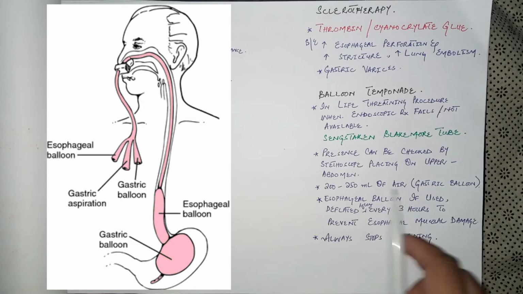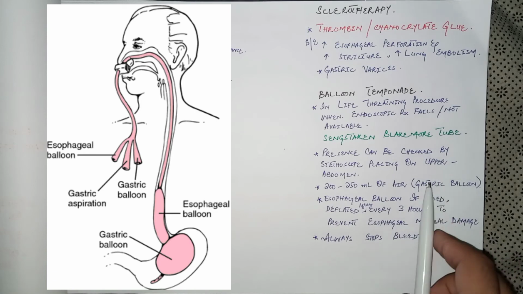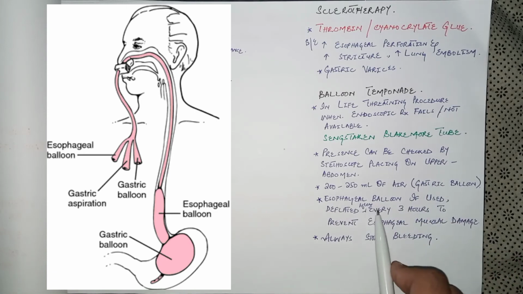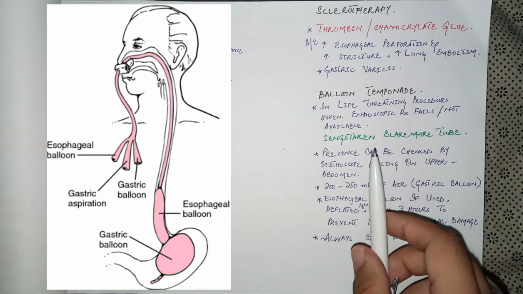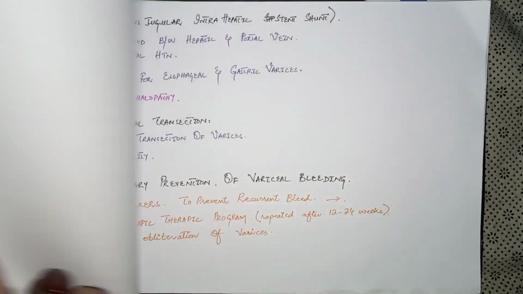The air volume should be 200 to 250 ml in the gastric balloon. If you are using the esophageal balloon, then it should be deflated every 3 hours to prevent esophageal mucosal damage. This procedure usually stops the bleeding. It should be performed only if sclerotherapy or band ligation fails.